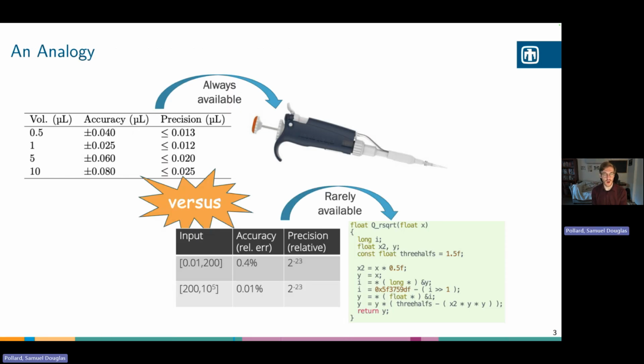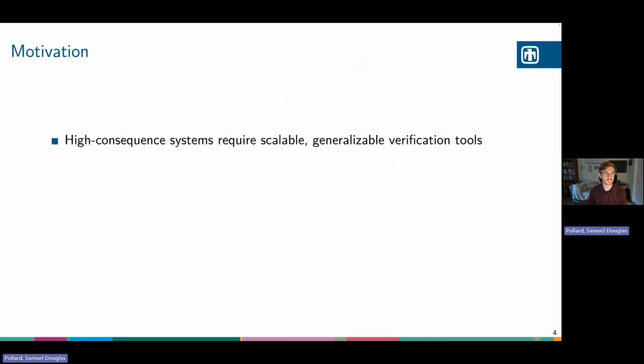To give an analogy to motivate this research further, if you were to buy any scientific instrument worth purchasing, in this example pipettes, you get a notion alongside its documentation of its accuracy and precision in various circumstances, in this case how many microliters you're measuring. Now let's compare this to numerical software, where you almost never get this. You can perhaps infer the precision by looking at the data type, the float here, but you can't get a notion of accuracy. And I want to change that.